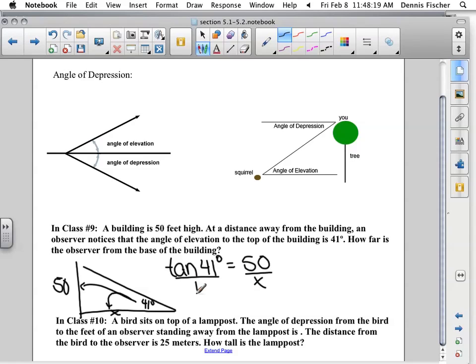Put tangent 41 over 1 and 50 over x. Cross multiply. Now, a lot of people like to cross multiply and do these problems all the same exact way, but they don't all end up being the same. You have to make sure you know what you're working with. If I cross multiply here, 50 times 1 is 50 equals x times tangent of 41. Now I'm going to divide by the tangent of 41 to get x by itself. So x is equal to 311.223. So he is standing 311.223 feet away from the building.